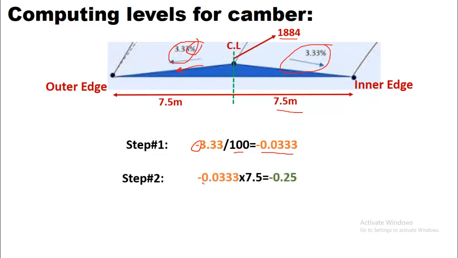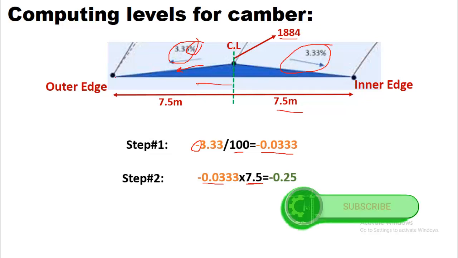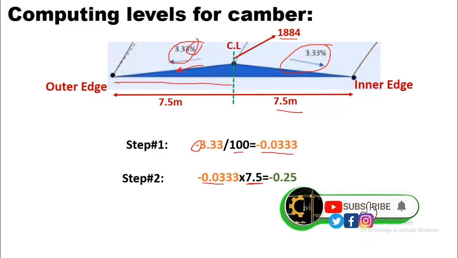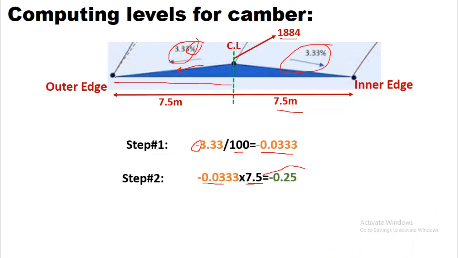So if you get this value, then multiply it with the length, or you can say the width of the carriageway. As we can see over here, the half width is 7.5 from here to here, in which 3.3% slope is provided. We will get this value, minus 0.25. In step 3, you will deduct this value 0.25 from the level of the center line.